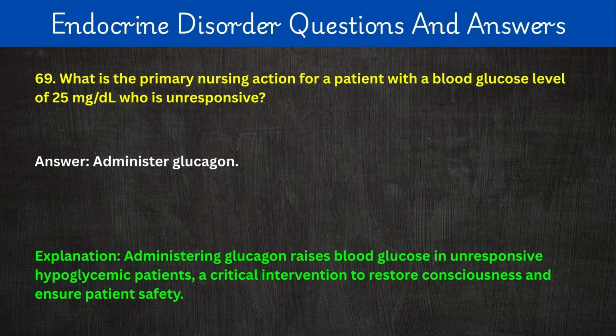69. What is the primary nursing action for a patient with a blood glucose level of 25 mg per deciliter who is unresponsive? Answer: administer glucagon. Explanation: administering glucagon raises blood glucose in unresponsive hypoglycemic patients, a critical intervention to restore consciousness and ensure patient safety.